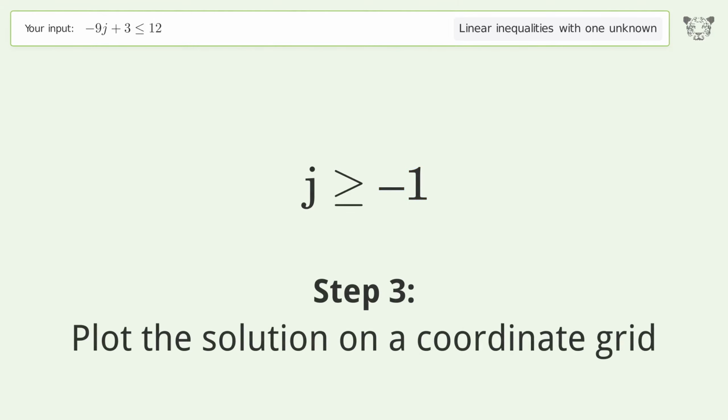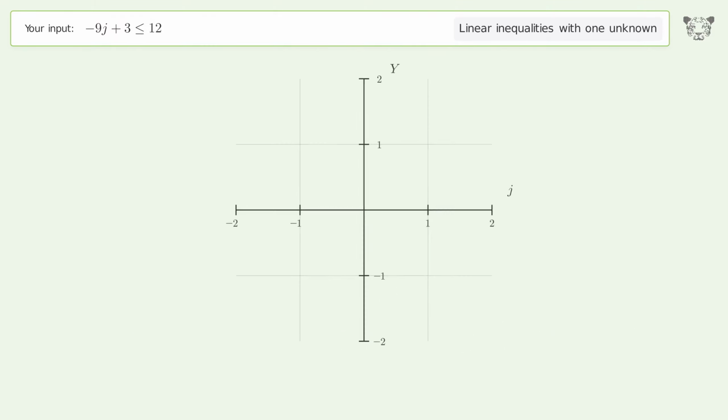Plot the solution on a coordinate grid. And so the final result is j equal or greater than -1.